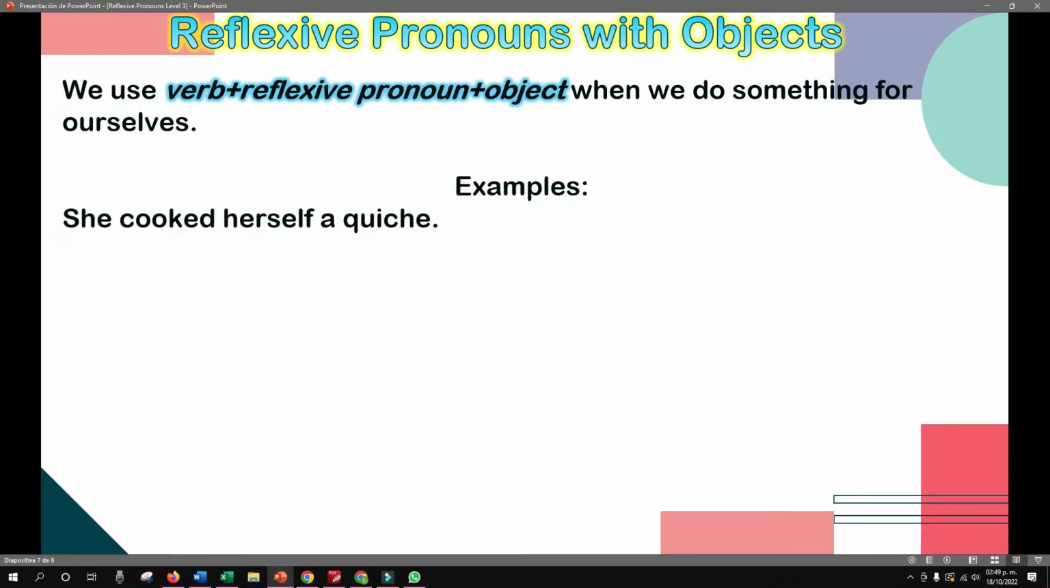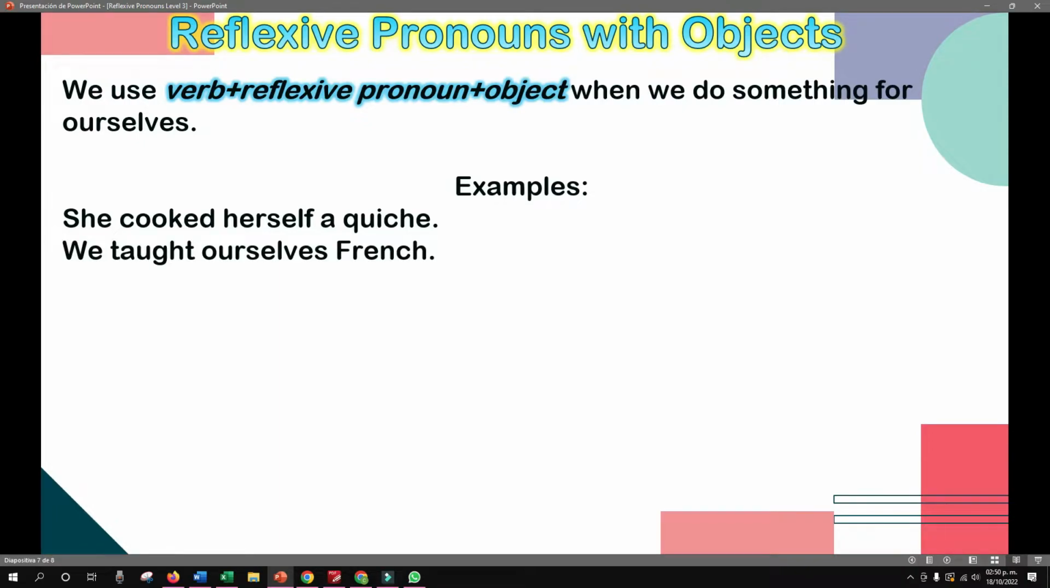For example, she cooked herself a quiche, right? I guess that is like a kind of food, right? So, she cooked herself, right? A quiche. Pues se cocina ella misma ese platillo, ¿verdad?